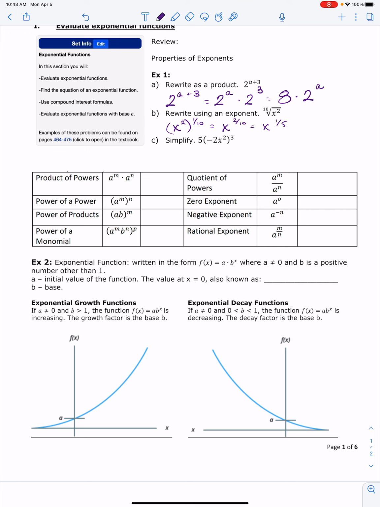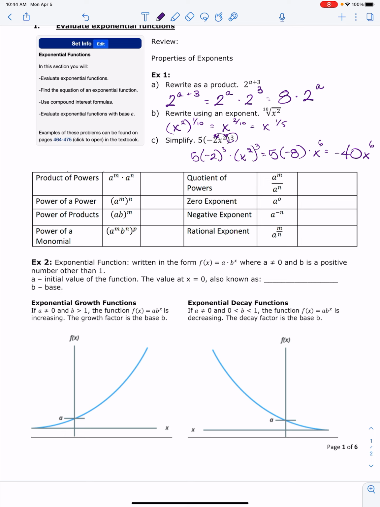C, we're going to use the power to a power property. Remember, this 3 outside has to apply to both the 2 and the x squared. I get 5 times negative 2 to the third times x squared to the third. Negative 2 to the third is negative 8. When we raise a power to a power, we multiply them. I get negative 40 x to the 6th.